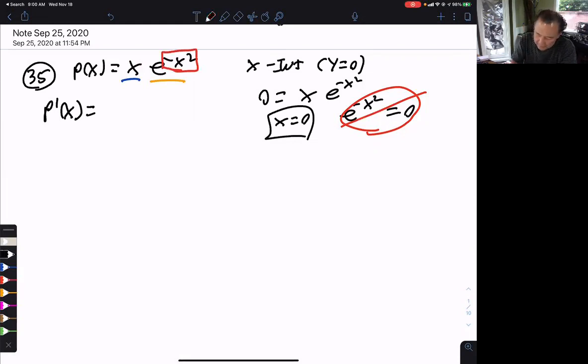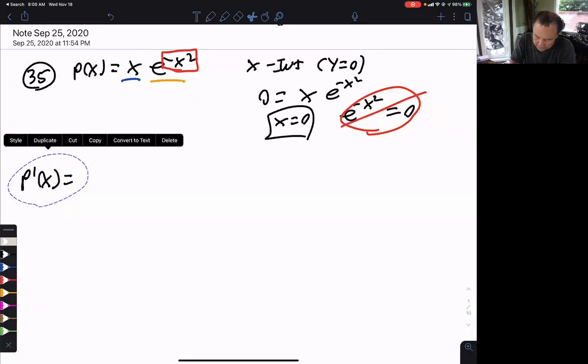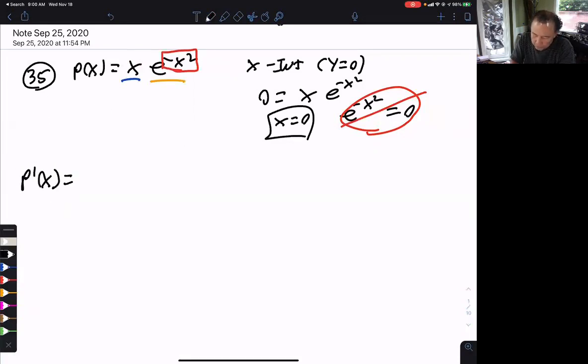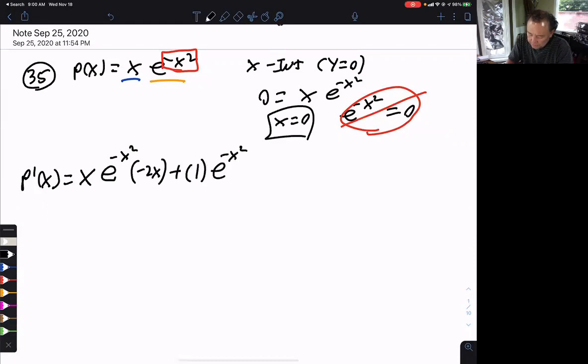So doing everything, and I'm going to run out of room, so I'm going to move this where I have space. Leave the first alone. Take the derivative of the second. Well, the derivative of e to the box, I am my own grandpa, times the derivative of box, plus you take the derivative of the first and you leave the second alone. And there is the derivative.